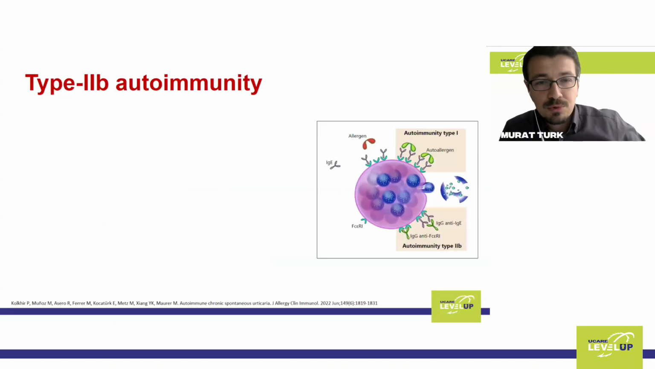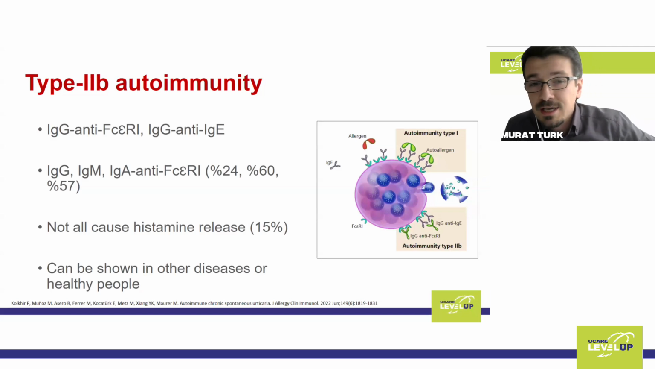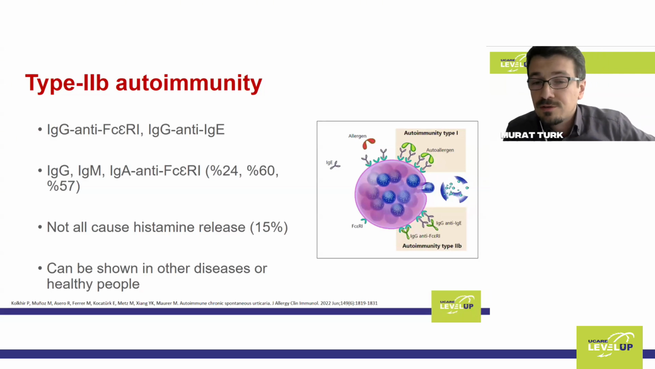When we talk about type 2b autoimmunity, it's quite different. This time we have IgG against Fc epsilon receptor or the IgE itself. But also there are IgM, IgA against Fc epsilon. We know that, but we again don't know are they functional at all? Because not all of them cause histamine release, and they can also be shown in other diseases, like IgE anti-dsDNA in lupus. They are also shown in other diseases like severe asthma. Some of the patients with severe asthma might have IgG against Fc epsilon, or some healthy people also have these IgG levels. So again, it's not possible to diagnose chronic spontaneous urticaria with these markers, at least.